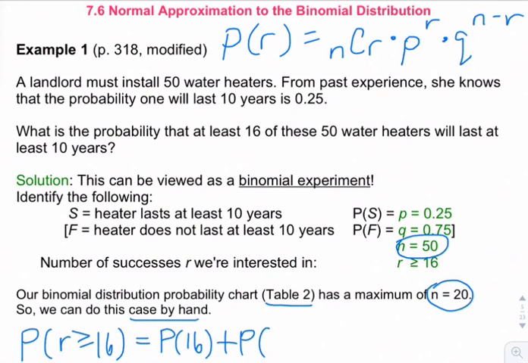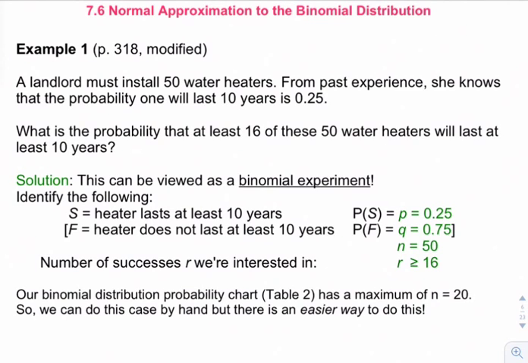So we would have to do many, many, many calculations. Certainly possible, but kind of a pain in the neck. That's why we used our table in the first place. Okay, so we can do this, but we have an easier way to do this. What is the name of this section? Normal approximation of the binomial distribution. So we're going to be able to normally approximate this distribution.